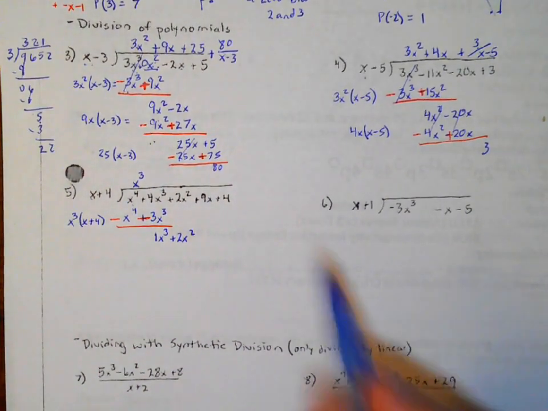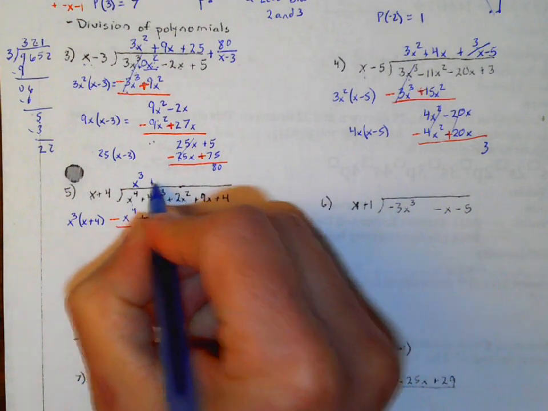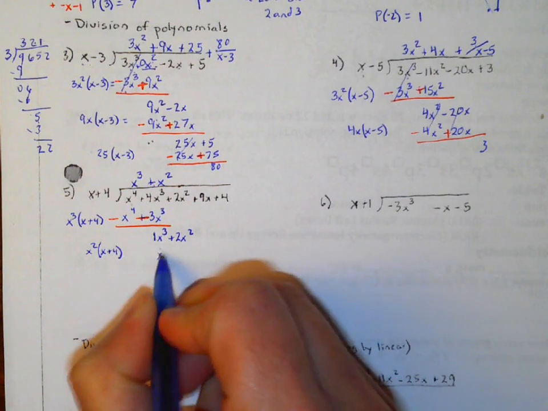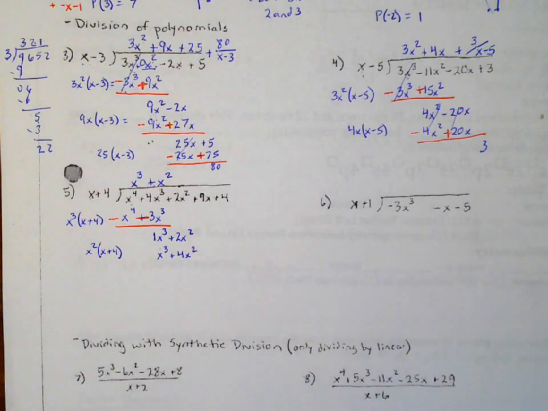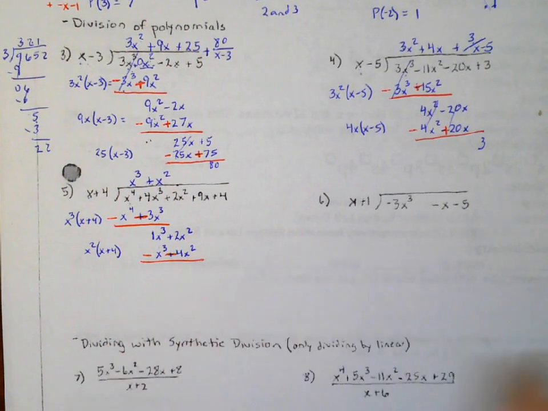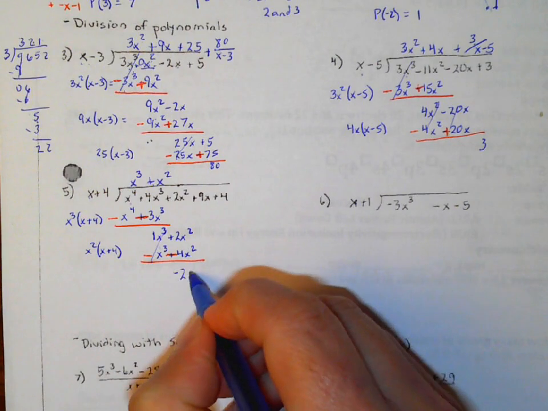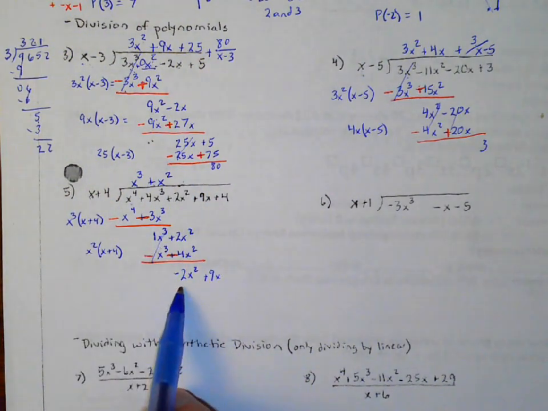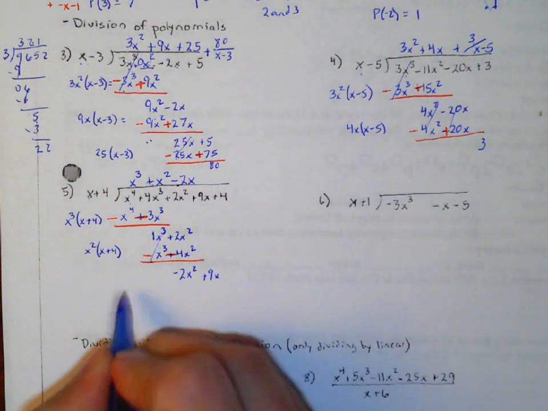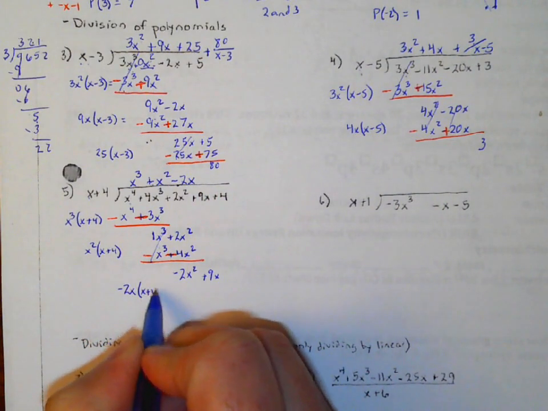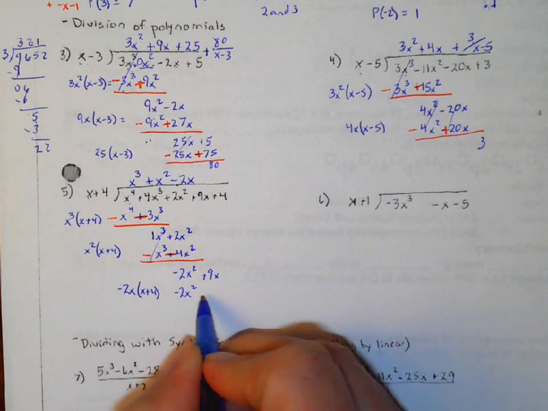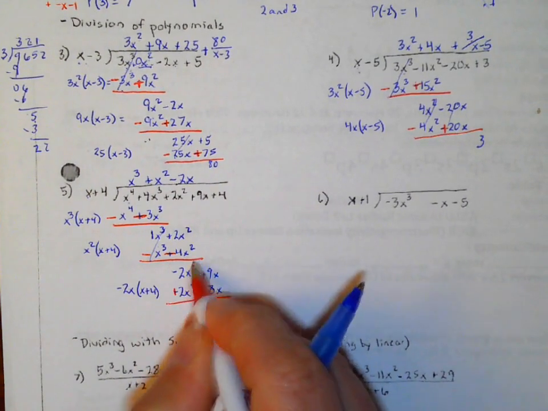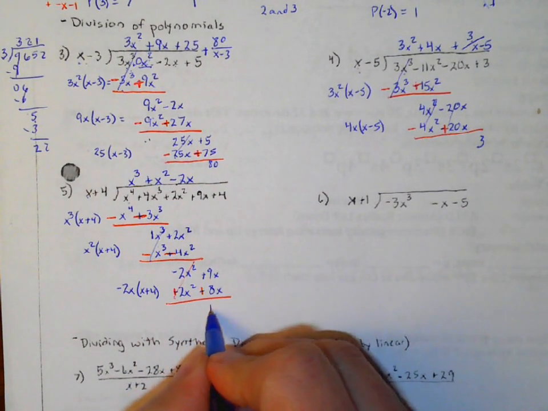Okay, so the whole process over again. What times x is x to the third? Positive x squared. Times that x plus 4 gives me x to the third plus 4x squared. Once again, draw the line, change the signs, subtract it. So that cancels, and that gives me negative 2x squared. I can bring down the next term. So what times x is negative 2x squared? Negative 2x. So negative 2x times x plus 4 is negative 2x squared minus 8x. Again, subtract. Those cancel, and that gives me 17x.